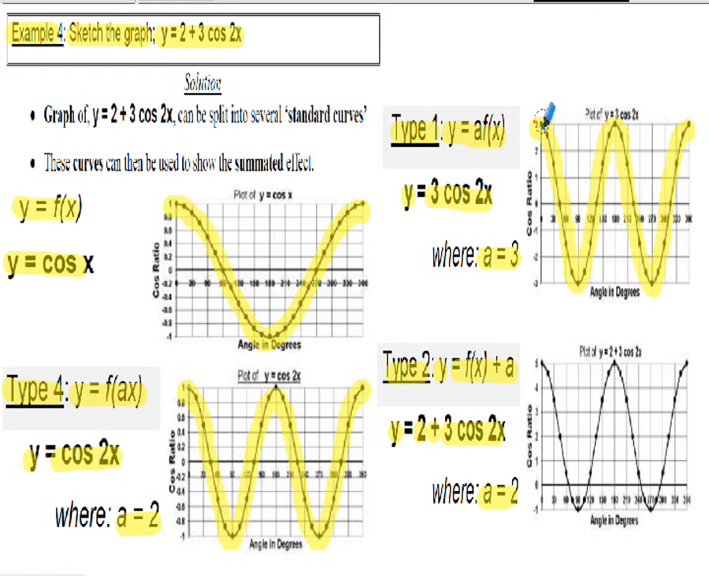So instead of starting from 3 and going down to an amplitude of negative 3, as we did in the type 1 transformation, now we're going to start from 5 and go down to negative 1. So our final solution will look like this for the final waveform of 2 plus 3 multiplied by the cos of 2x.